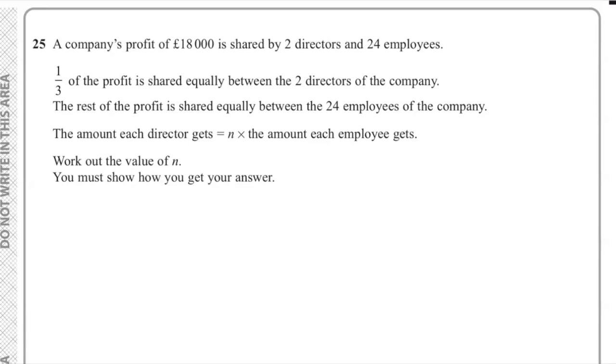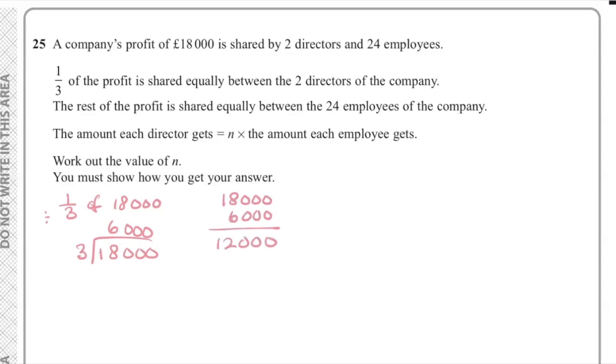So it says a third of the profit is shared equally between the two directors. So I need a third of the profit, which is a third of our 18,000. Now, all we have to do is divide by the bottom. 18,000 divided by 3. 3's into 18 go 6. And then you can bring up all those zeros. So they get 6,000 between them. Take that off of the total and you get what the employees have to share.